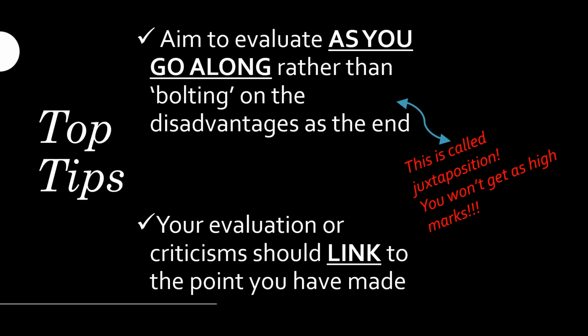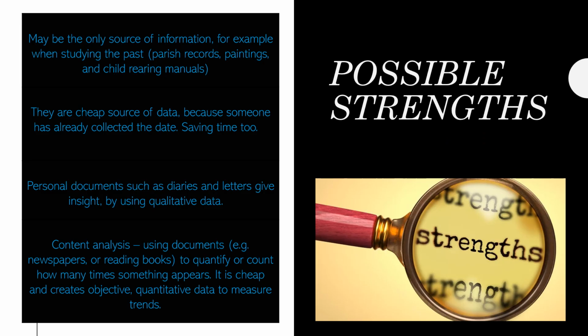So just to consider some top tips, make sure that you aim to evaluate it as you go along rather than bolting on the disadvantages at the end. If you do that, it's just an opposing paragraph highlighting these disadvantages would be classed as juxtaposition, and you'll probably find yourself with a maximum marks of about 12. So try and be specific to any point that you have made. For example, any strength that you have given, your evaluation should link to that. So let's consider these 4 strengths and how would we evaluate those specifically as we go along to avoid juxtaposition.